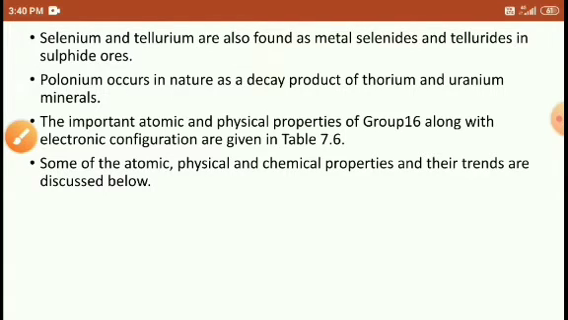Polonium occurs in nature from the decay of thorium and uranium minerals. These are radioactive elements. When the radioactive particles of thorium and uranium decay, polonium is formed. Yes, friends, polonium is formed.